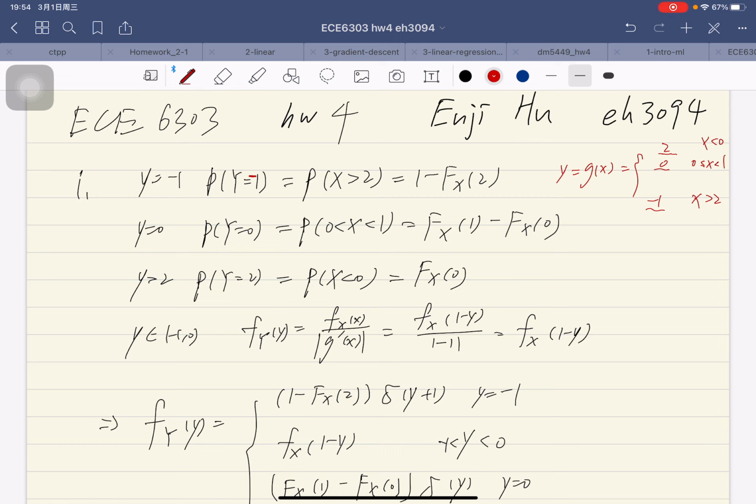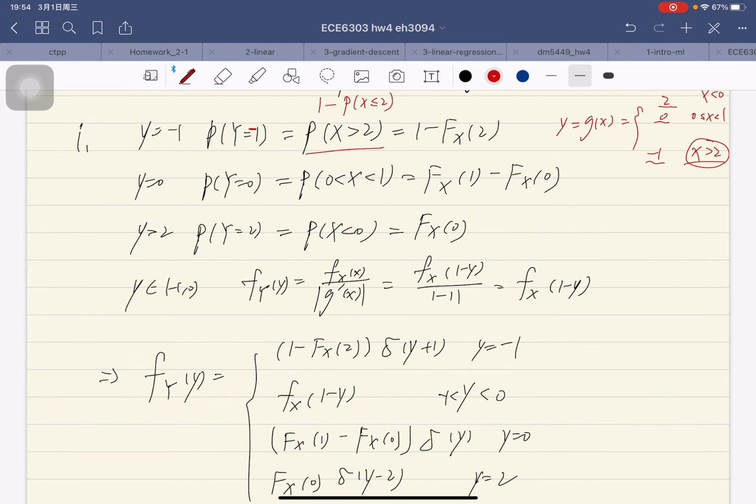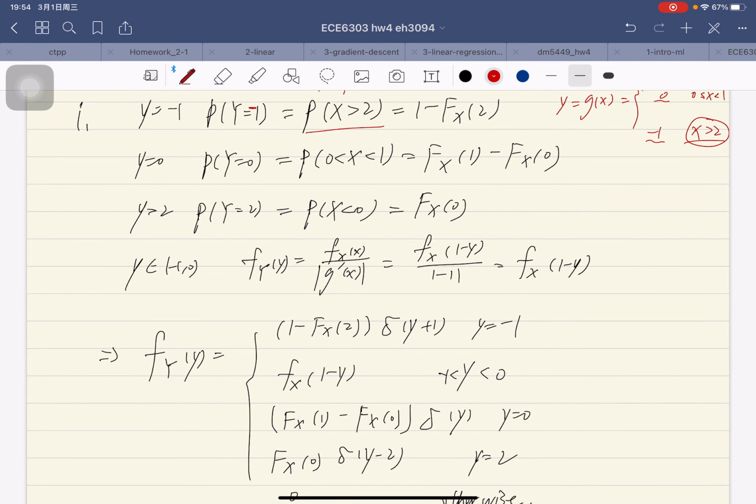So we can transform, for example, P(y = -1) to the probability of x greater than 2, and we know it is equal to 1 minus the probability of x less than or equal to 2. So it is just 1 minus big Fx(2). And similarly, we will get the probability that y equals 0 and y equals 2.